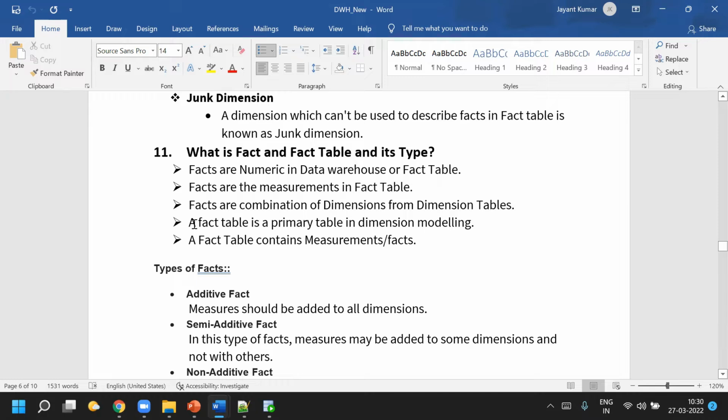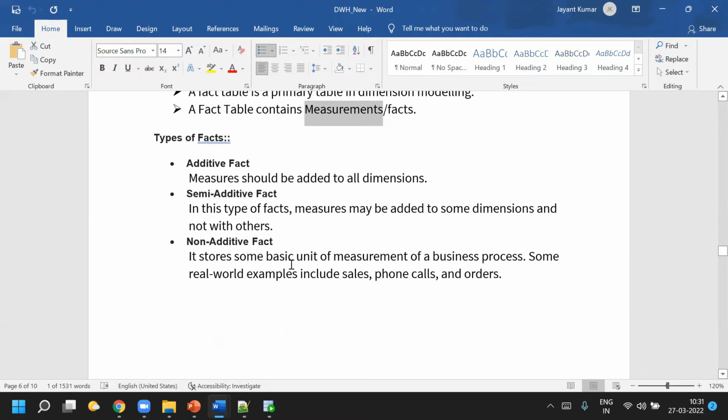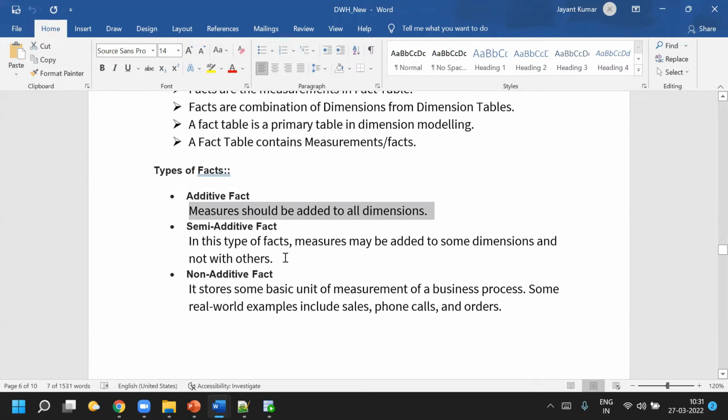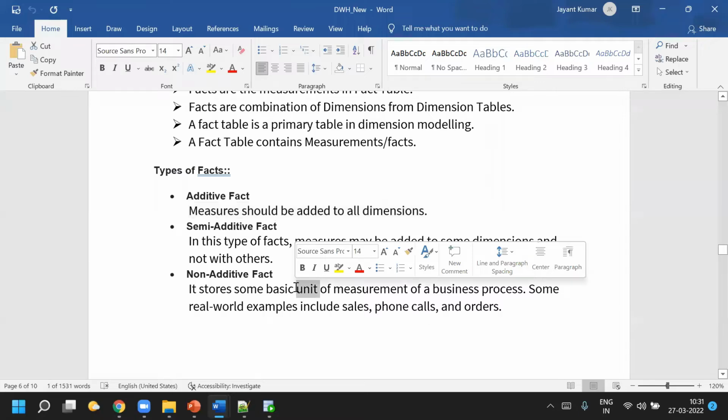A fact table is the primary table in dimensional modeling. We'll see dimensional modeling. A fact table contains measurements or facts, meaning its values will be numeric. We have some types of facts: additive fact, semi-additive fact, and non-additive fact. Additive means measures can be added across all dimensions, meaning they can be shared with all dimensions. Semi-additive means some of the measures can be shared with some of the dimensions. Non-additive means none of the measures will be shared with any of the dimensions tables.